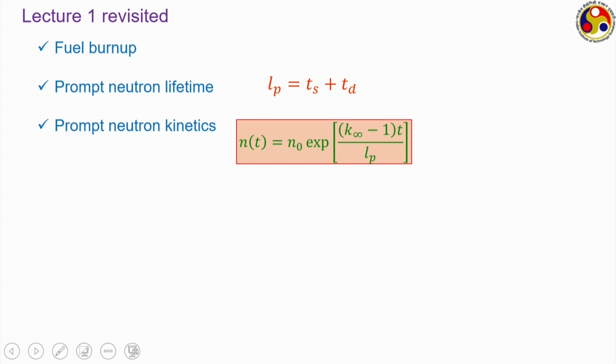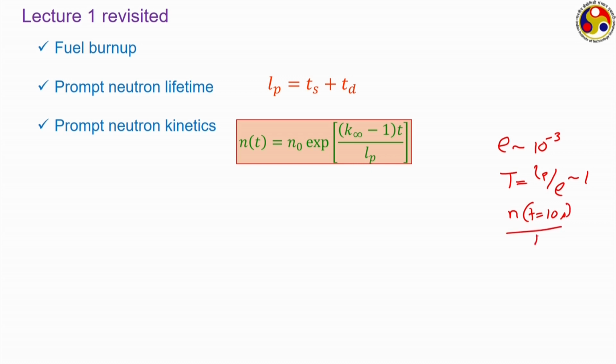As LP is commonly of the order of 10 to the minus 3 and the reactivity is also of the order of 10 to the minus 3, we can see that the reactor time, that is LP divided by rho, is of the order of 1. In that case, within just a time t equal to 10 seconds, the total number of neutrons can become e to the power 10.